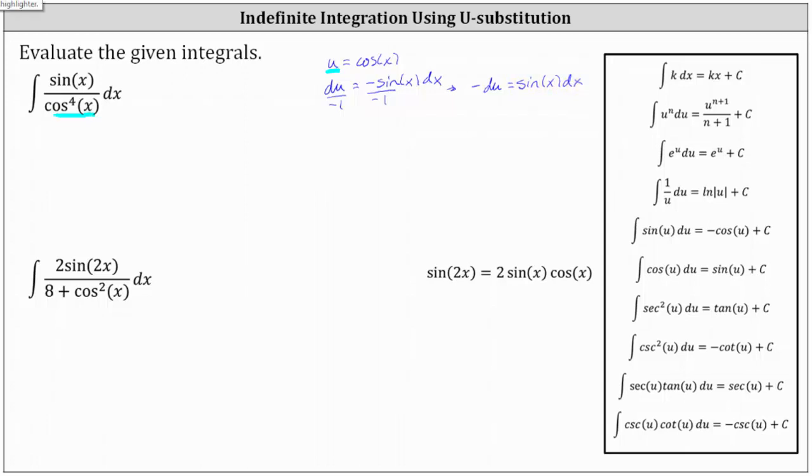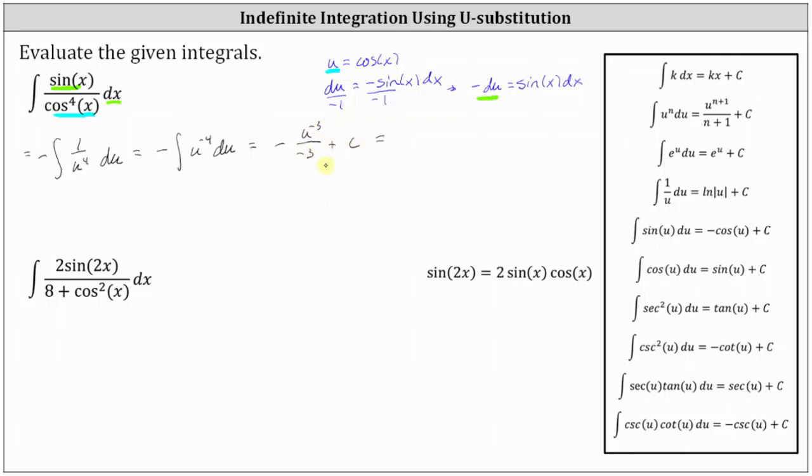And now we can substitute negative du for sine x dx. Writing the integral in terms of u, again, sine x dx is negative du. Let's factor out the negative. And because u is equal to cosine x, the integrand function is just 1 divided by u to the 4th. Next, let's write this as negative, or the opposite of the integral of u to the power of -4 du. And now we can apply the power rule of integration. The antiderivative is negative u to the power of -4 plus 1, which is -3, divided by -3 plus c.